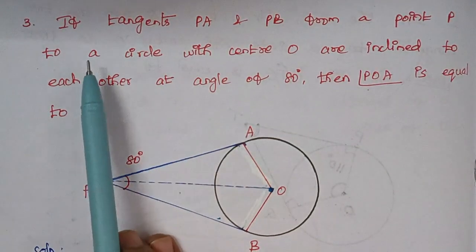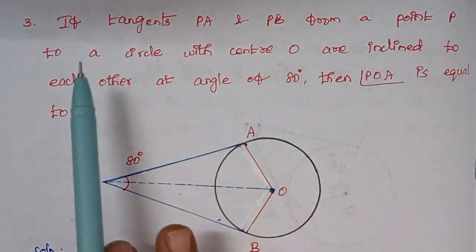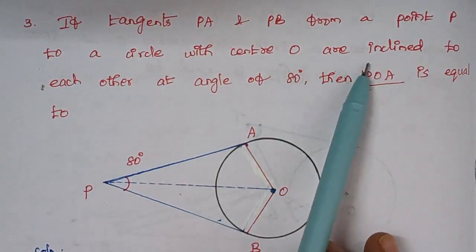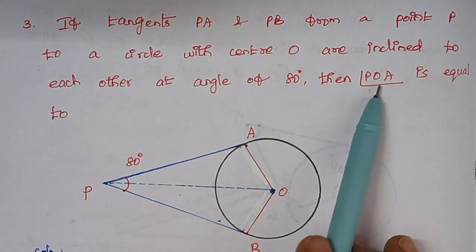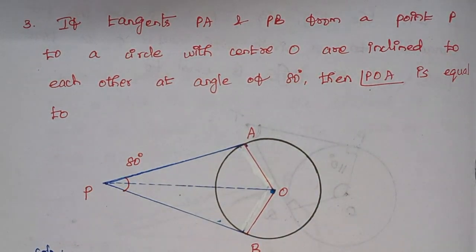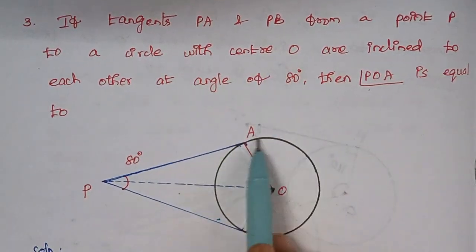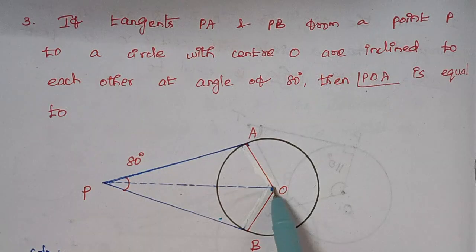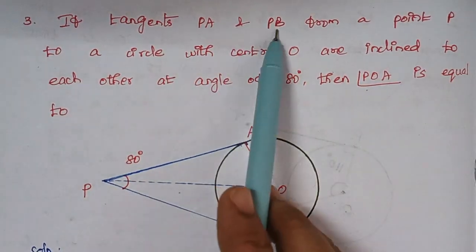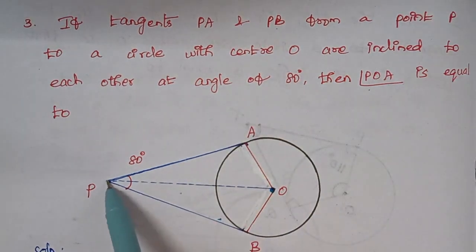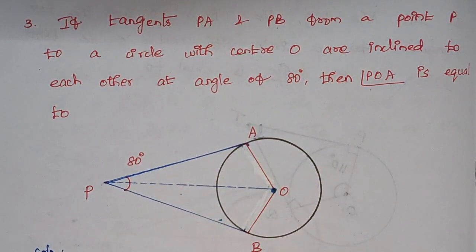So the third problem is: if tangents PA and PB from a point P to a circle with center O are inclined to each other at an angle of 80 degrees, then angle POA is equal to what? Here there is a circle with center O, so just draw a circle with the center O. We have two tangents, one is PA and another one is PB. P is the point outside, and PA and PB are the tangents.